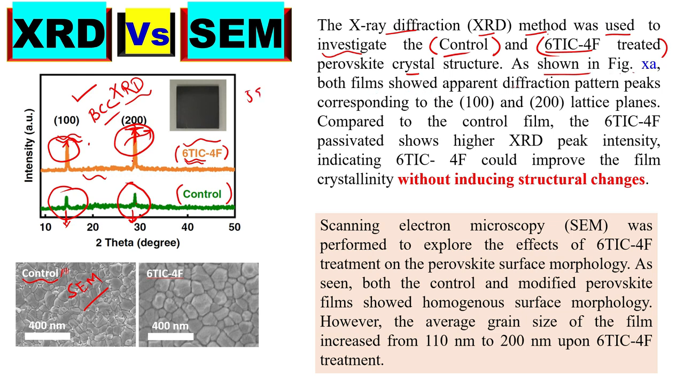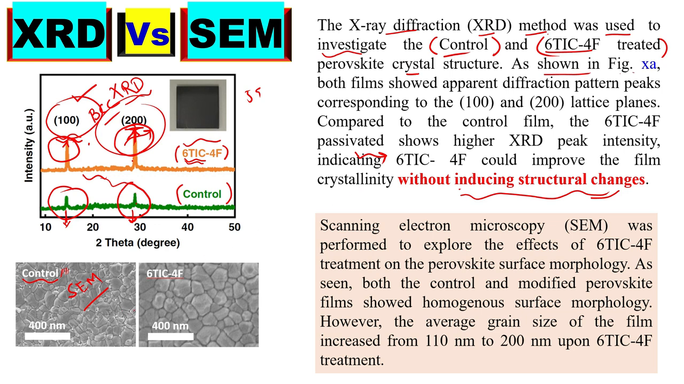Both films showed apparent diffraction patterns corresponding to the 100 and 200 main peaks. But compared to the pristine one, the control one, the treated one shows improved intensity, indicating improved crystallinity without inducing structural changes. You see, this is the most important one. How do we know that there are no structural changes? We know from the peak positions, because the peak positions remain the same. There is no change in the peak position, so we can clearly see that the crystal structure remains the same.